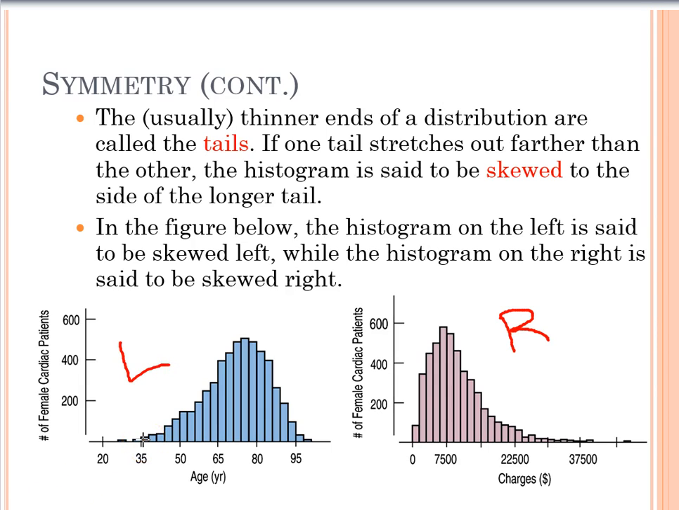For variables that tend to be skewed to the left, here we have an example of female cardiac patients, so females with a cardiac problem, and their age. You can see that most female patients being diagnosed with heart problems tend to be between the age of 65 and 80. You might have young patients as well, but most of the patients are older patients. This might be true for arthritis sufferers or cancer patients.